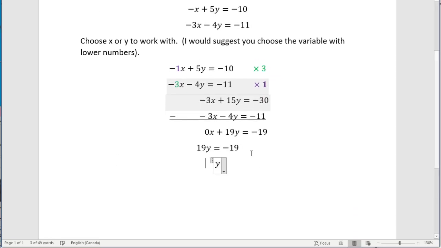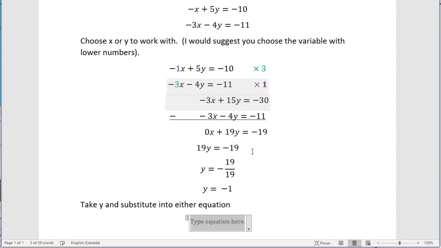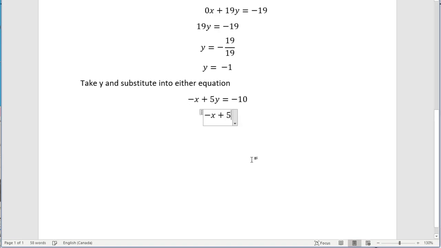Now, to finish this off, I know that y is equal to negative 19 divided by 19, which is negative 1. Now I'm going to take y and substitute it into either equation, because I know a point of intersection is two things, an x value and a y value. So I go negative x plus 5y is negative 10. Negative x plus 5 in brackets equals negative 10. What am I substituting in for y?